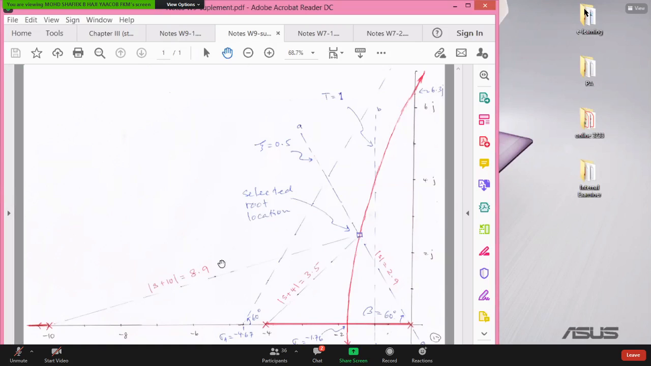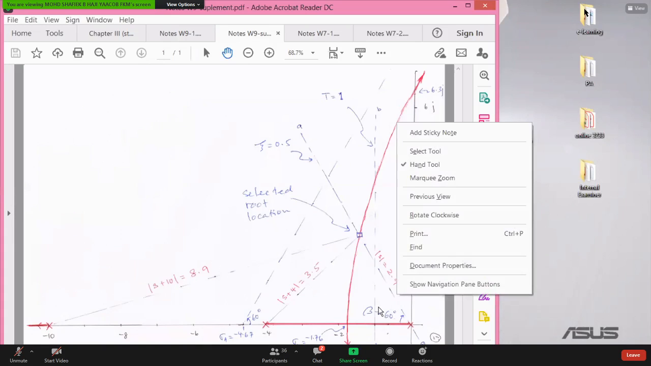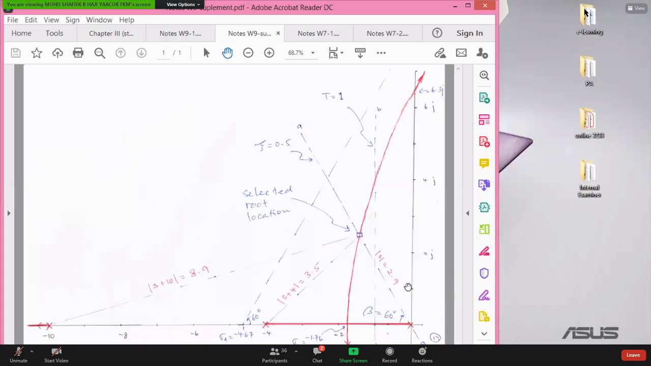So I measure that to be 8.9. The magnitude of s is 2.9. s plus 4 is 3.5. s plus 10 is 8.9. Where do I get that? Because I have drawn this to scale, I can measure it and then use my scale, and then I can compute the distance.